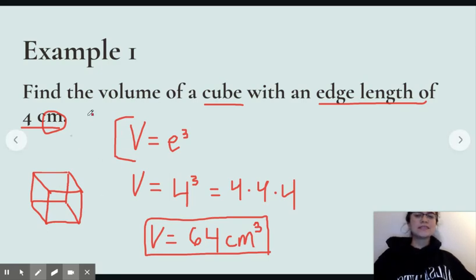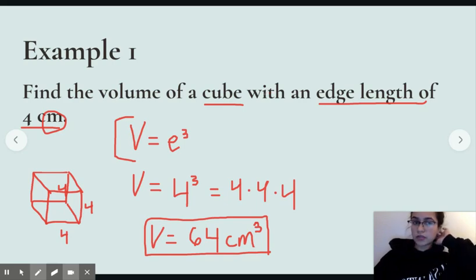Okay, so what this is saying, the edge length of 4 is just saying this is 4, this is 4, and this is 4, right? 4 times 4 times 4. That's all we're doing. All right? Hopefully that is not too bad. Make sure you're taking notes. Okay, let's do another one.